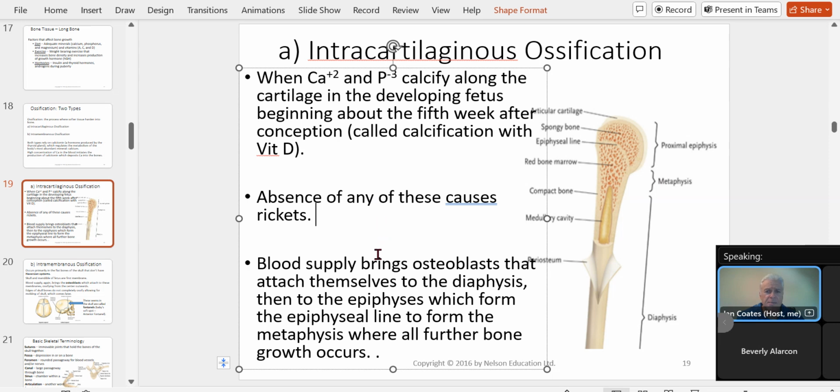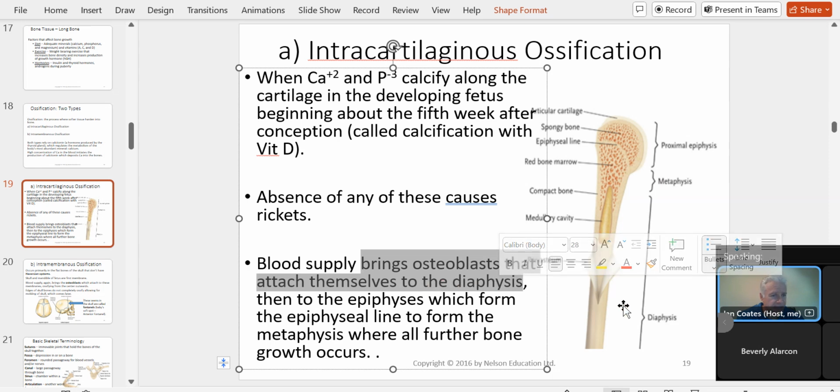Blood supply brings osteoblasts that then attach themselves to the diaphysis and then to the epiphysis, which forms the epiphyseal line, to form the metaphysis, where all further bone growth occurs. So the blood brings in these osteoblasts that then migrate to the epiphyseal line, and that's where bone growth occurs.